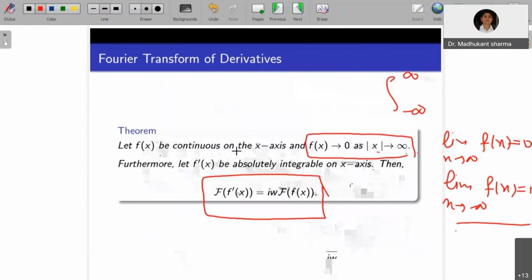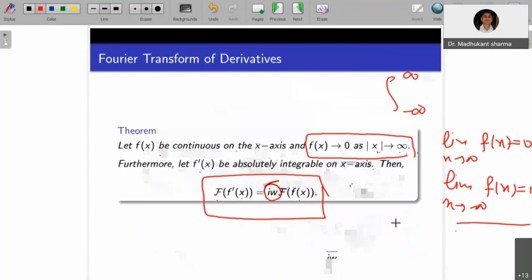Further, f is continuous, of course, it is obvious. Why? Because whenever f dash exists, f should be continuous. So continuity must be there, and it should tend to 0 whether x tends to infinity or x tends to minus infinity. Then the Fourier transform of its derivative is equal to iw times the Fourier transform of f. This will go in a similar way as in the Fourier cosine transform and Fourier sine transform that we have seen.